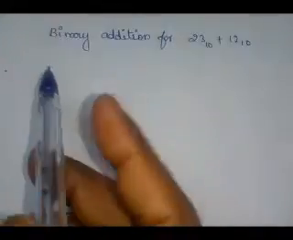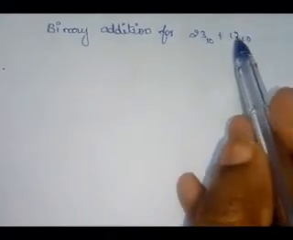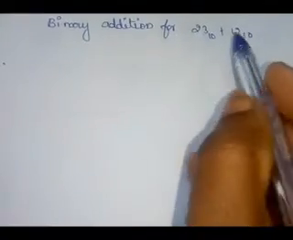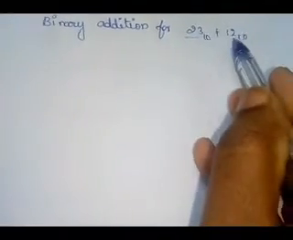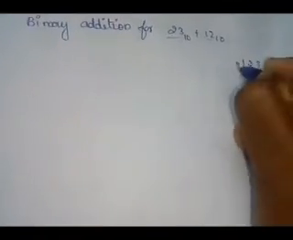Next one, problem. Binary addition for 23 base 10 plus 12 base 10. How will you do this one? First, take the binary of 23 and 12. Then add. See here. What is the binary of 23?